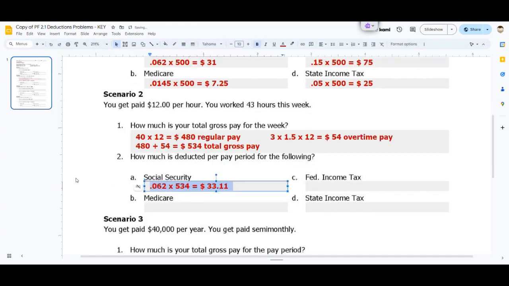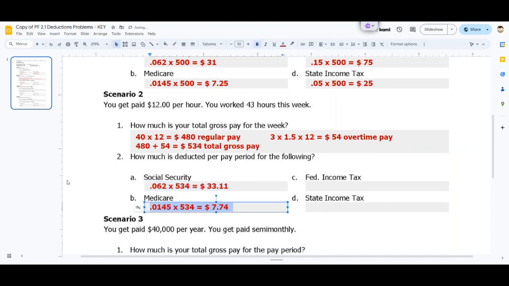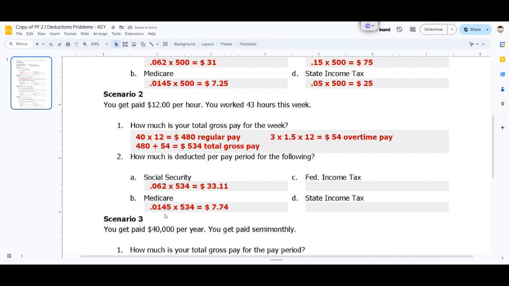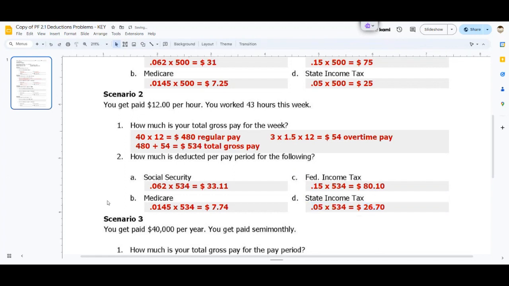So for Social Security, again, 0.062 times $534, so multiplied by our earnings, is $33.11. All right, for Medicare, 0.0145 times 534 is $7.74. For federal income tax, 15% or 0.15 times that 534 is $80.10. And then for state, 5% or 0.05 of 534 is $26.70.